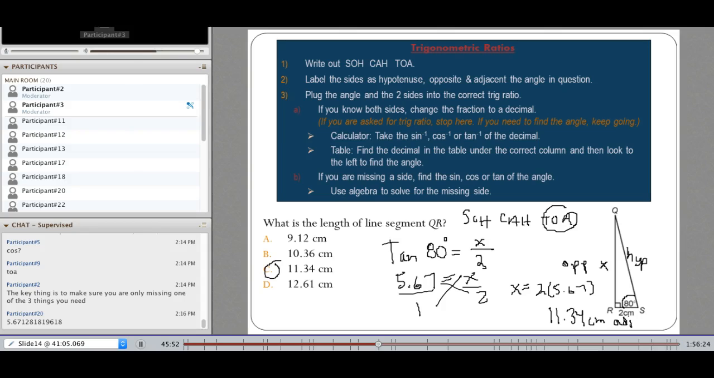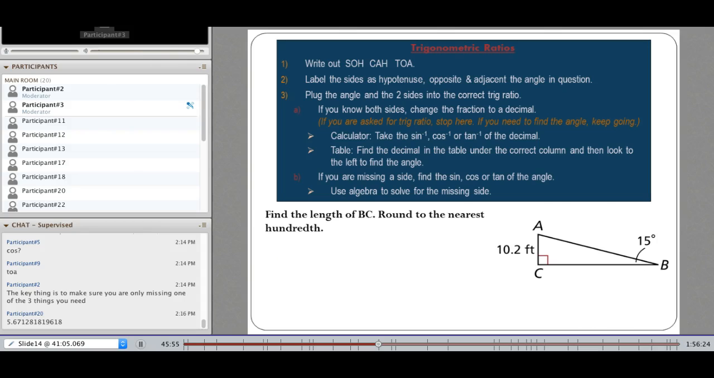Let's see if we can get a volunteer to do the next one. Find the length of BC. We're looking for BC, so I'm going to put the x here. Round to the nearest hundredth. We have angle B, so we want to work with angle B. We have the opposite side. We are missing the adjacent side, and we don't have the hypotenuse either. But we're looking for the adjacent side, and we have the opposite side and angle B. So should we use tangent, cosine, or sine?